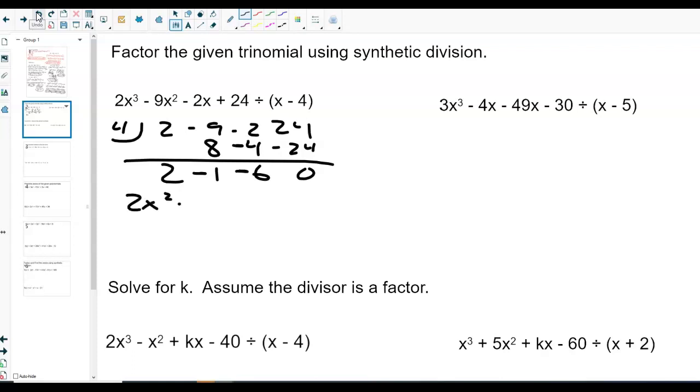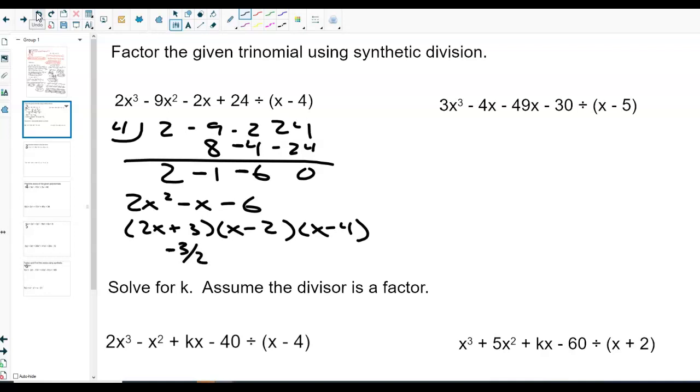So 2x squared minus x minus 6. And we factor what's left. 2x plus 3, x minus 2. Those are the factors of that. Okay? And we're given x minus 4. I probably will on the test, I only ask you to factor, I'll ask for the zeros as well. So what makes each of these parentheses equal to 0? -3/2, 2, and 4. I probably will ask for the zeros as well.